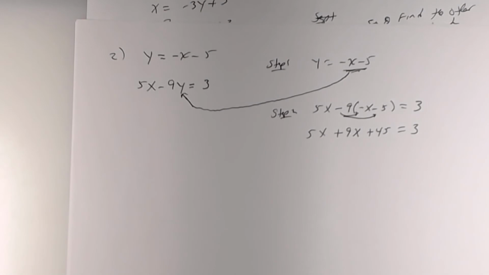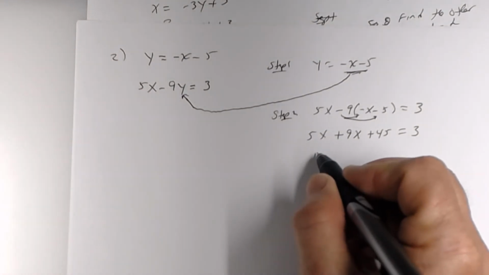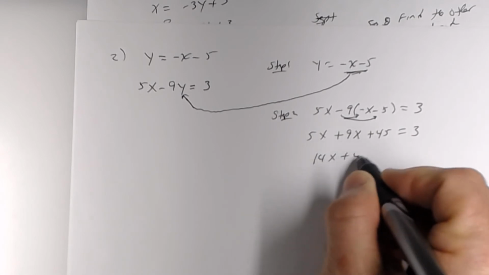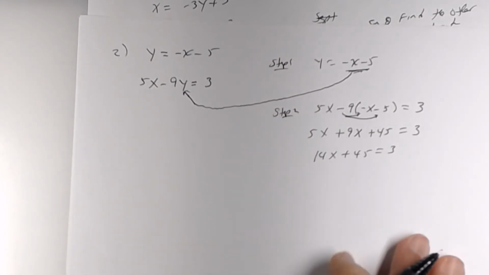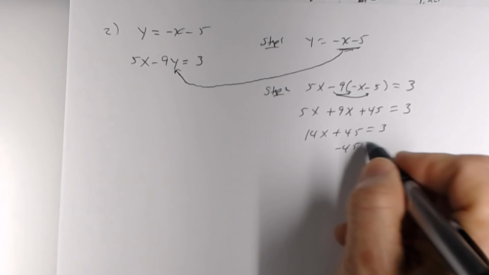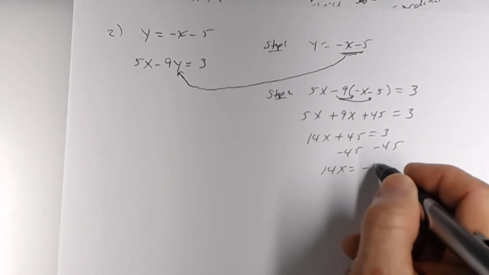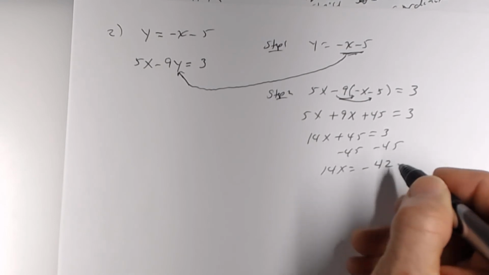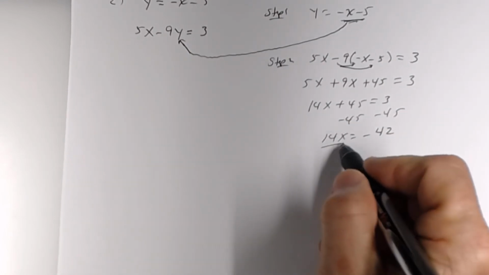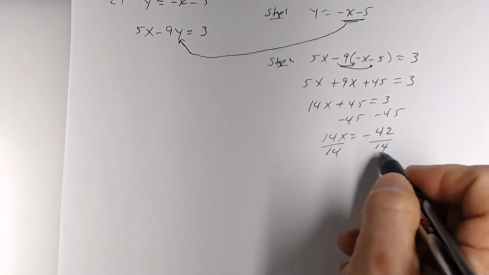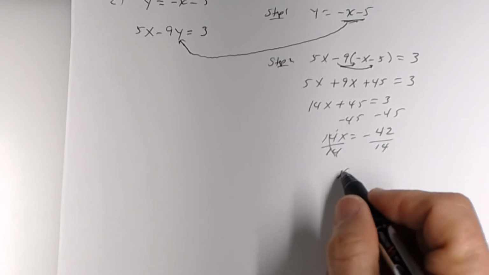Okay, what's the next step? Combine like terms. What's 5x and 9x? Okay, plus 45 equals 3. What's the next step? Okay. So I get 14x equals negative 42. What's the next step? Okay, so what's 3? Negative 3?